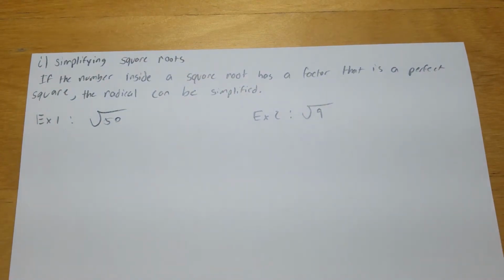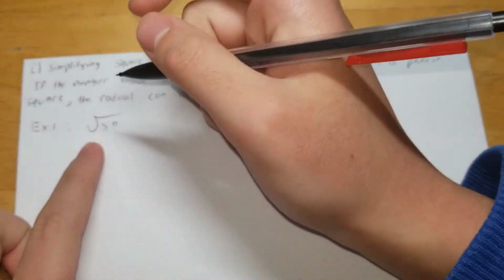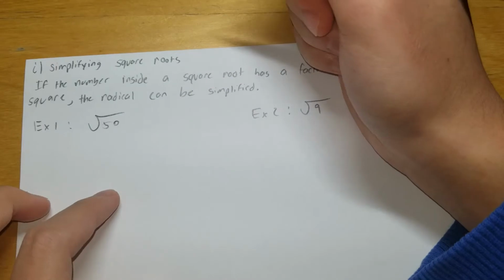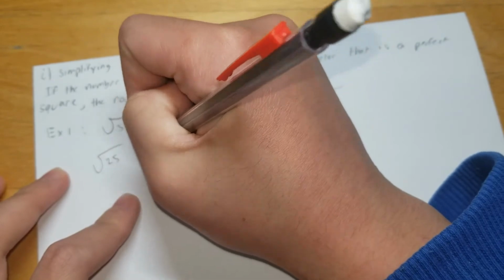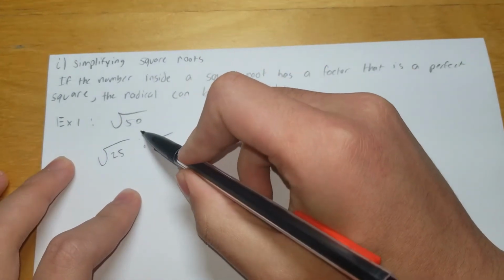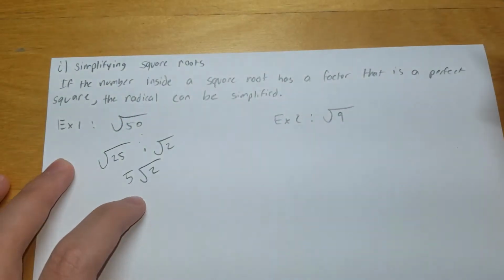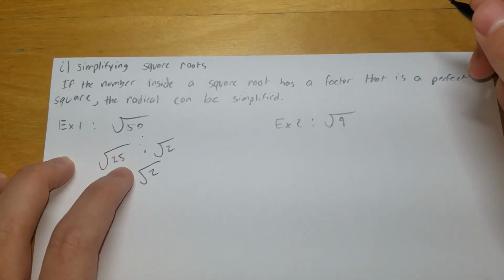And next we have simplifying square roots. If the number inside the square root has a factor that is a perfect square, the radical can be simplified. So say, for instance, radical 50. This can be simplified because one of the factors of 50 is 25, which is a perfect square. So in this case, you can split it up like this: radical 25 times radical 2, and that would be radical 50. Going further, your answer simplified fully will be 5 radical 2, since radical 25 is 5.